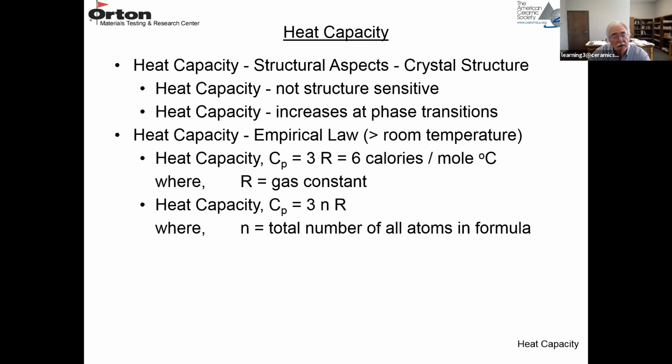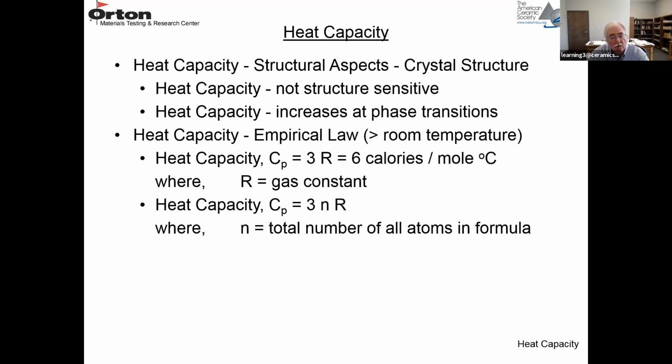It turns out the heat capacity follows an empirical law above room temperature. So the heat capacity, Cp, just equals 3 times R, where R is the gas constant. So this empirical law says that the heat capacity equals 6 calories per mole degree C above room temperature.